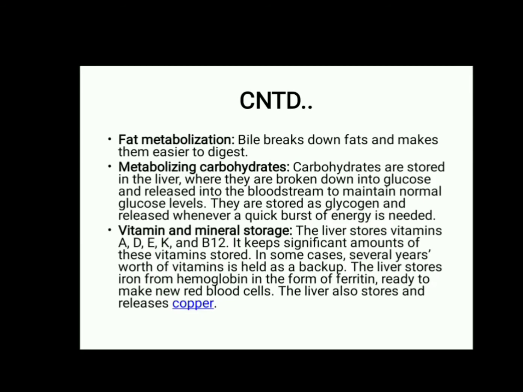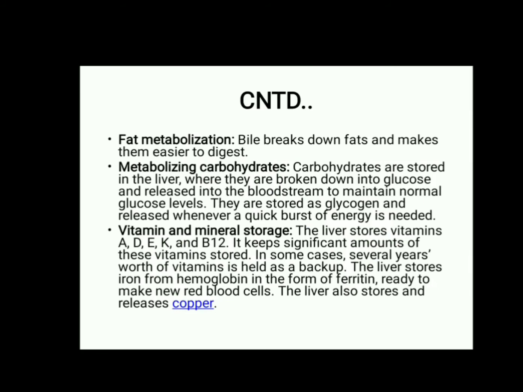Next function is metabolizing carbohydrates. Carbohydrates are stored in the liver where they are broken down into glucose and released into the bloodstream to maintain normal glucose levels. They are stored as glycogen and released whenever a quick burst of energy is needed.